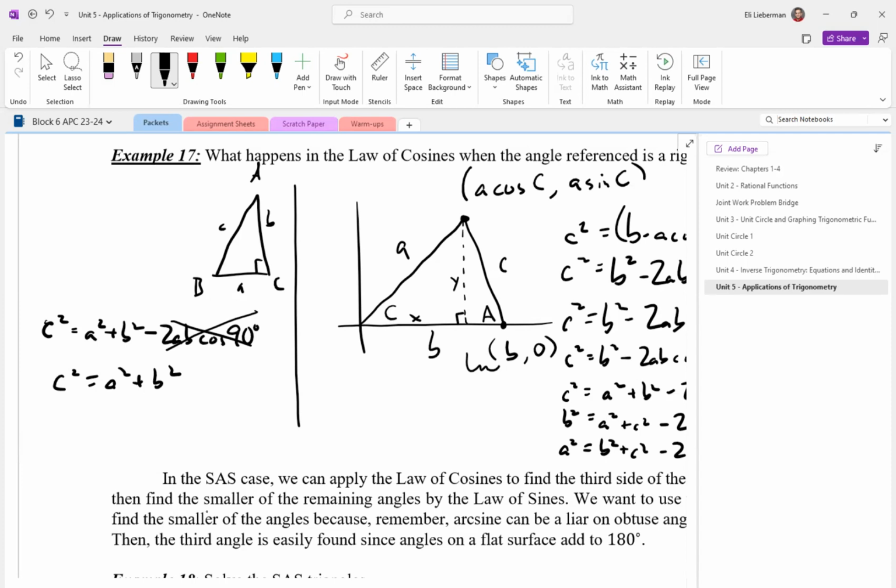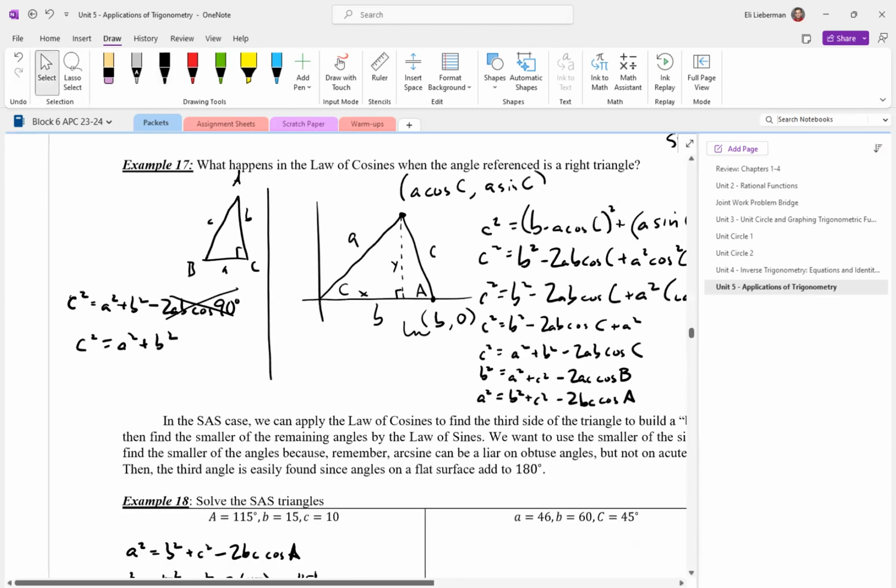Instead of the law of sines, use SOHCAHTOA. If it's a right triangle, use SOHCAHTOA. And instead of the law of cosines, use just the Pythagorean theorem. Don't waste your time with minus 2ab cosine of 90. What's the point? That's the whole term anyway. If it's a right triangle, it doesn't matter.